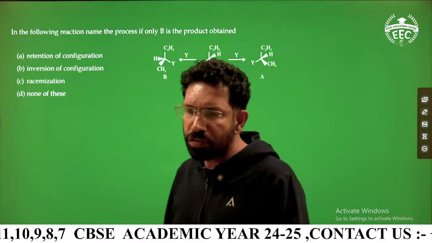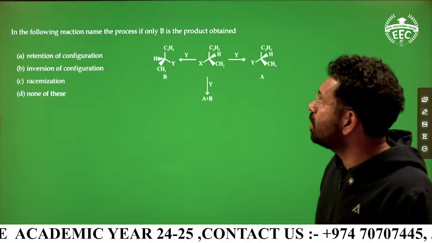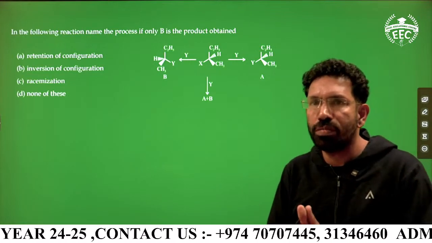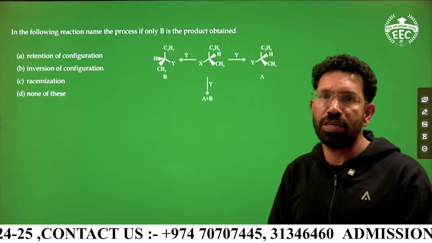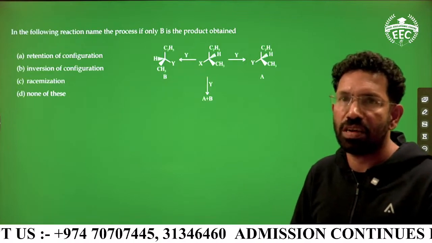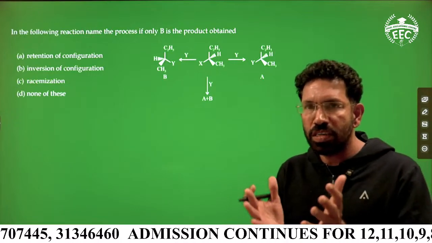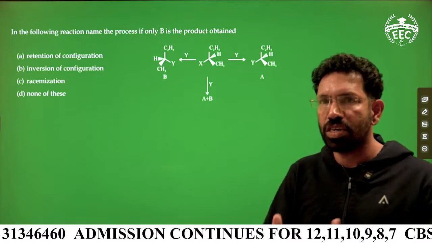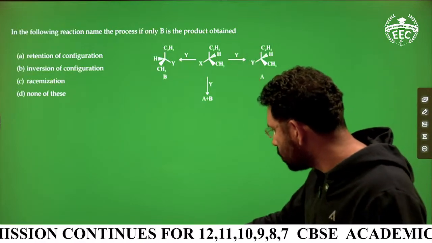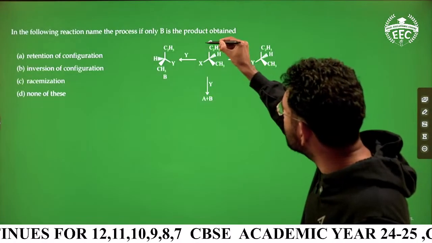Yes. So the next one we are talking about: in the following reaction, name the process if only B is the product obtained. See students, you studied so many things like inversion of configuration, retention of configuration, racemization, etc. in nucleophilic substitution reactions. So we know what inversion, retention and racemization are. Okay, so this is the reactant. We have a reactant over here.